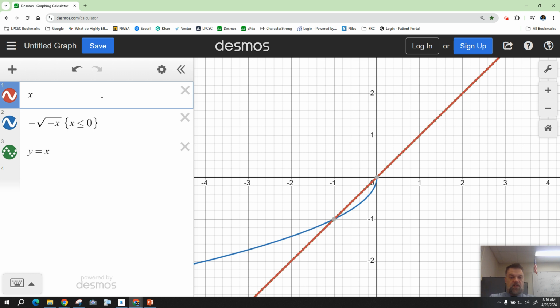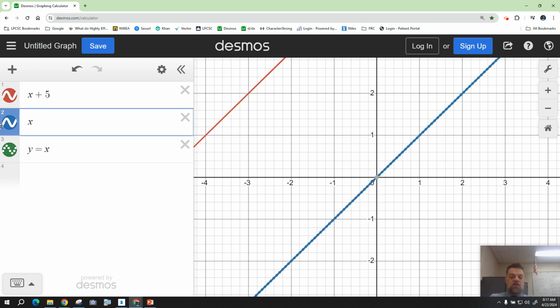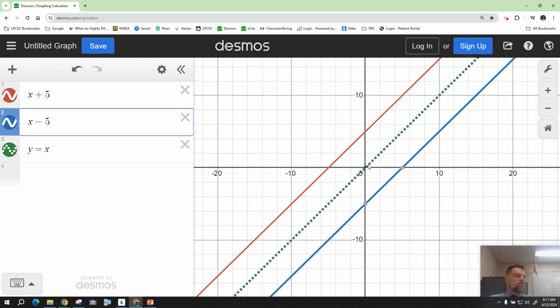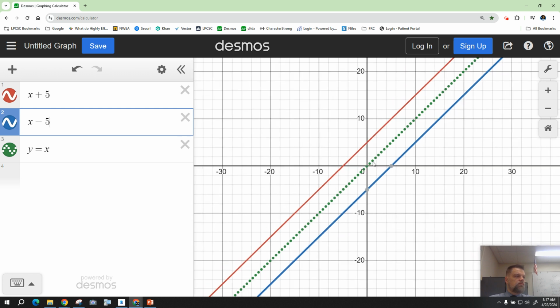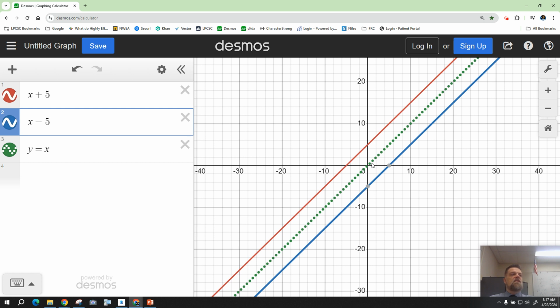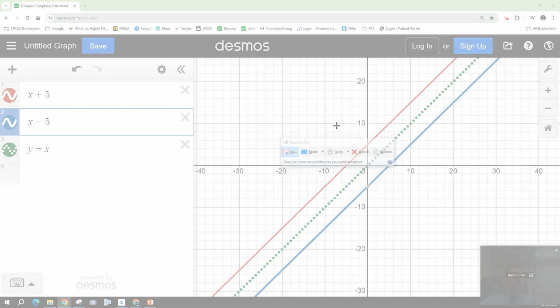So for problem number 13, if I say x plus 5, and over here I say x minus 5, and I zoom out, are those symmetrical about the y-axis or about the diagonal? Now they don't cross the diagonal, and that's okay. That rule of when they do cross, they'll cross at the same point. But these are both parallel lines, but they're symmetrical, right, about that diagonal. So let's just take a screenshot of that.